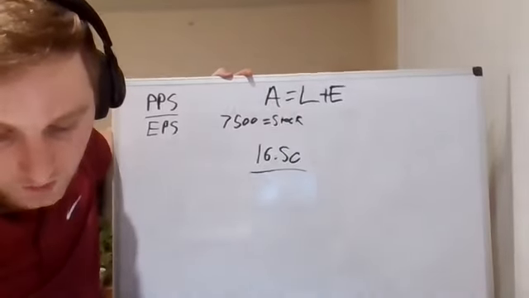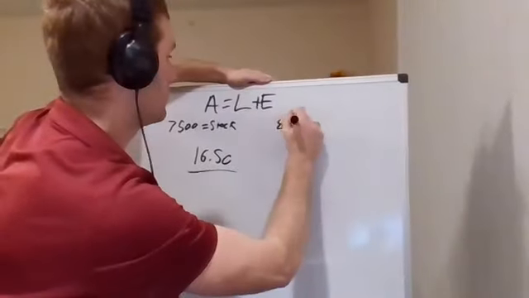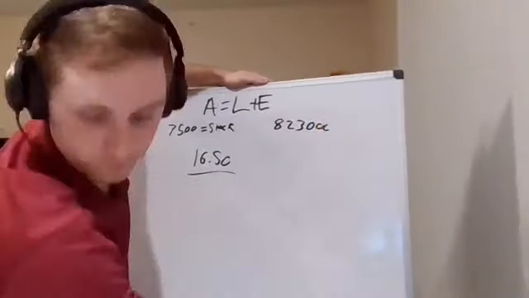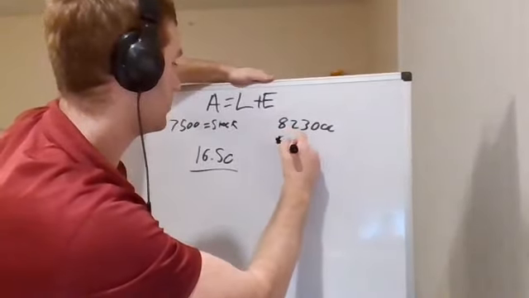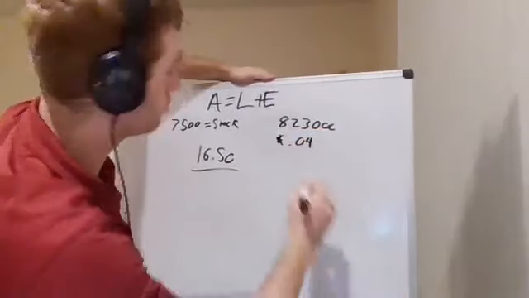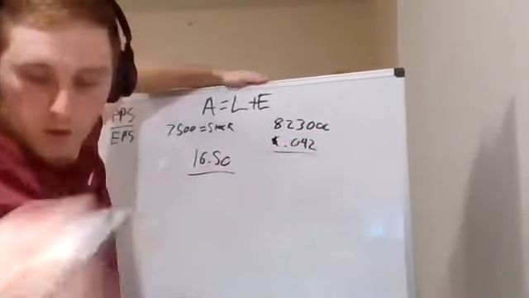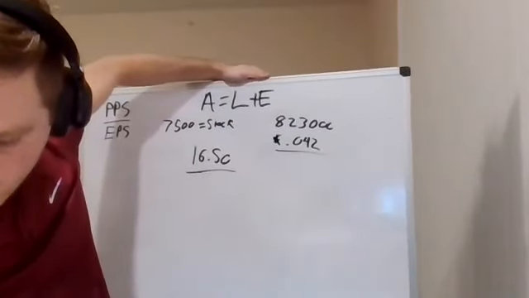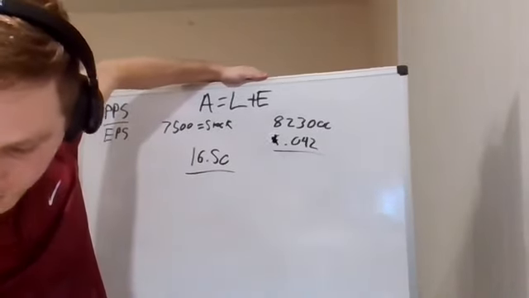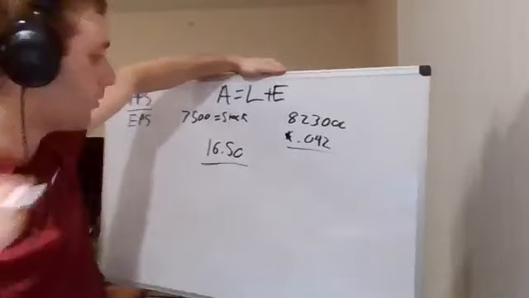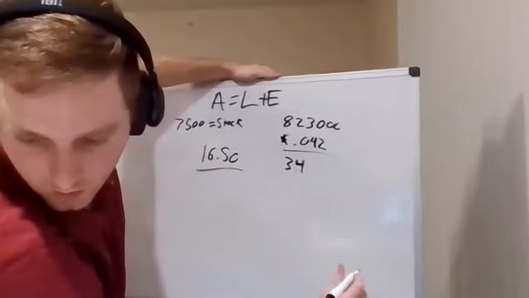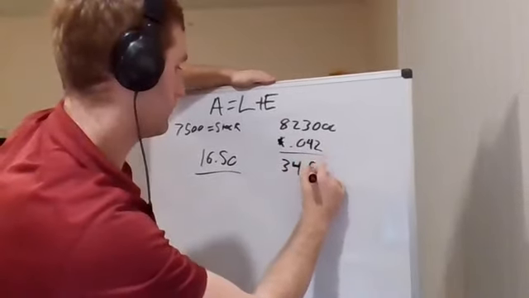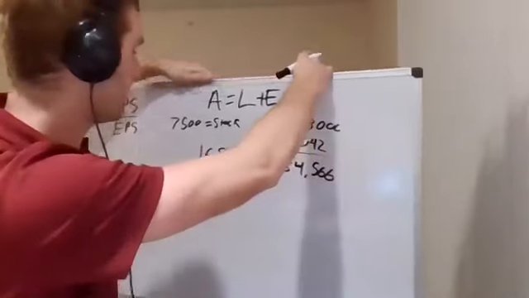And in order to do that, we have to know our earnings. So that'll be our sales, 823,000, times our profit margin, 0.042. That gives us 34,566. So I know that's our income.